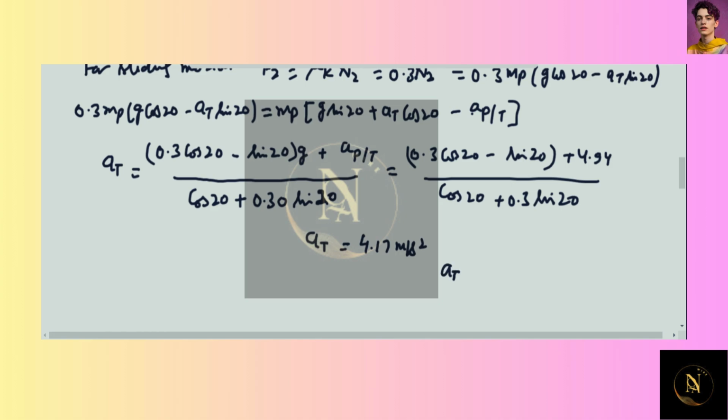So we write the final answer to be 4.17 meter per second square towards right. That's all for it.